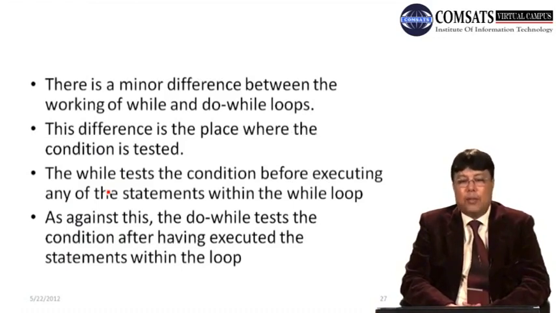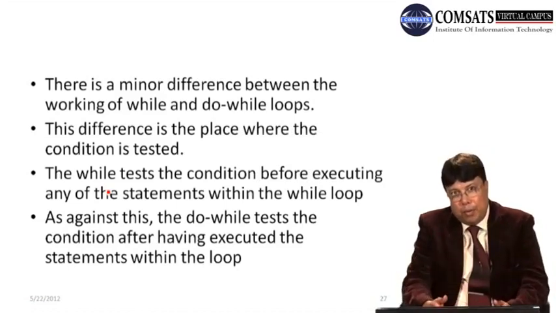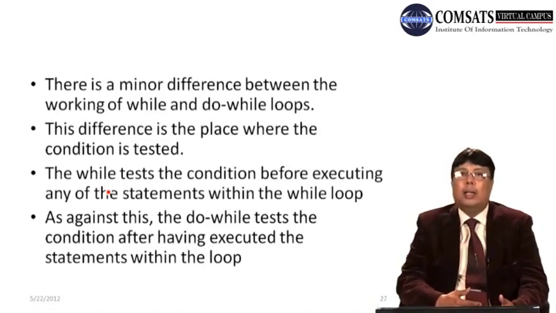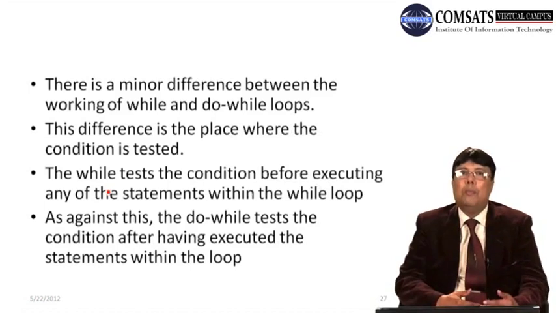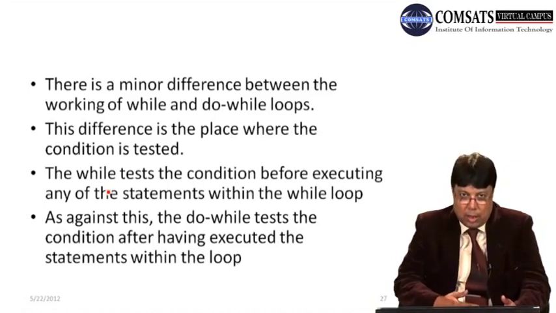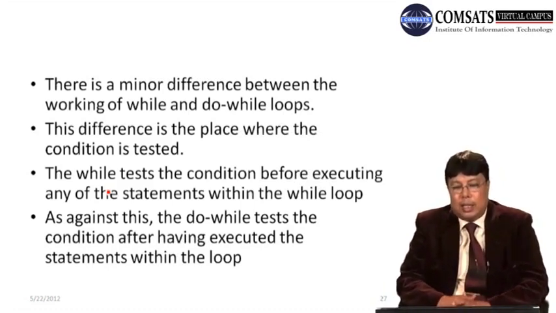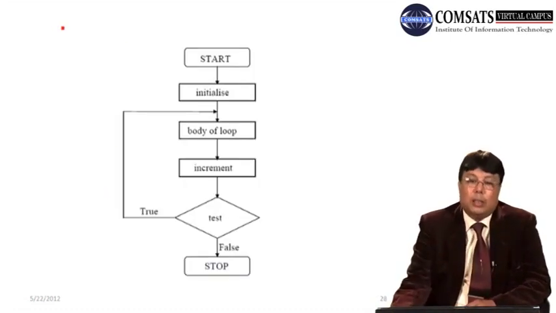What is that difference? This difference is the place where the condition is tested. In the for loop, the testing is done before executing the body of the loop. In the while loop, the testing is done before executing the body of the loop. So your loop may or may not execute at least once. But in the do while loop the testing is done at the end. The while tests the condition before executing any of the statements within the while loop. As against this, the do while tests the condition after having executed the statements within the loop.